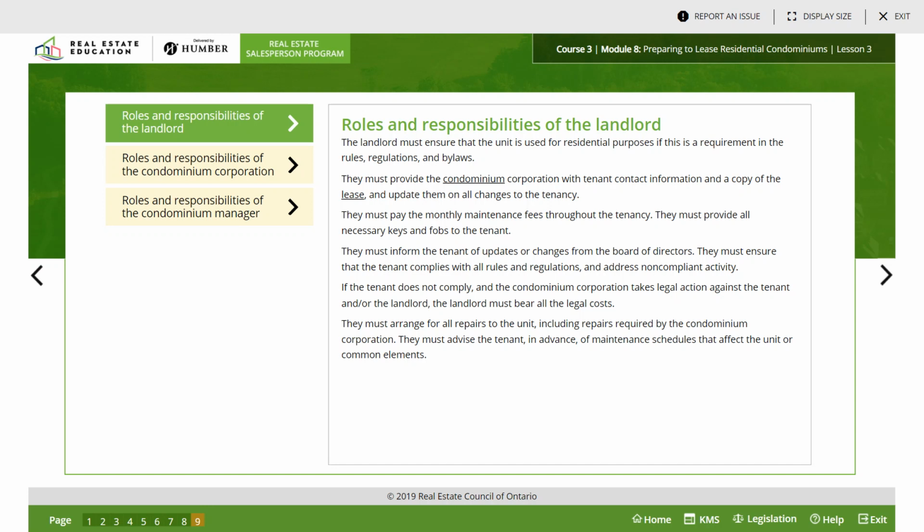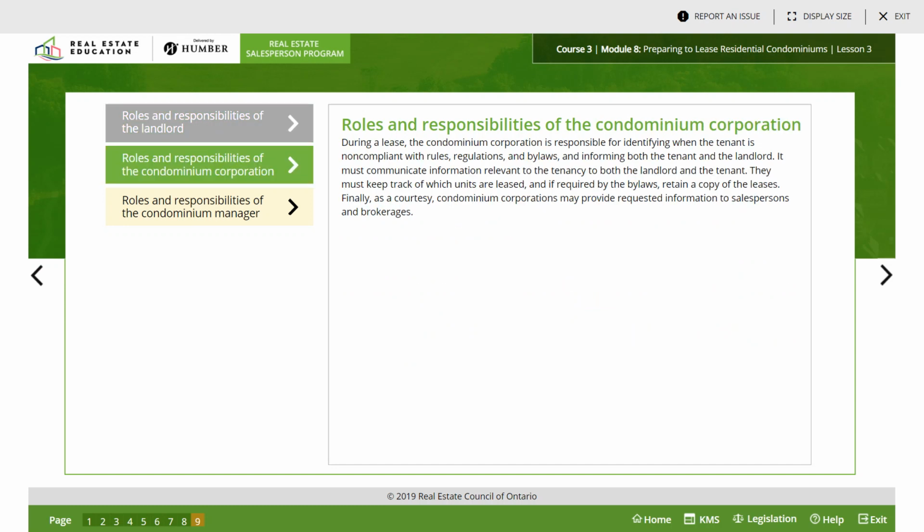They must arrange for all repairs to the unit, including repairs required by the condominium corporation. They must advise the tenant in advance of maintenance schedules that affect the unit or common elements.